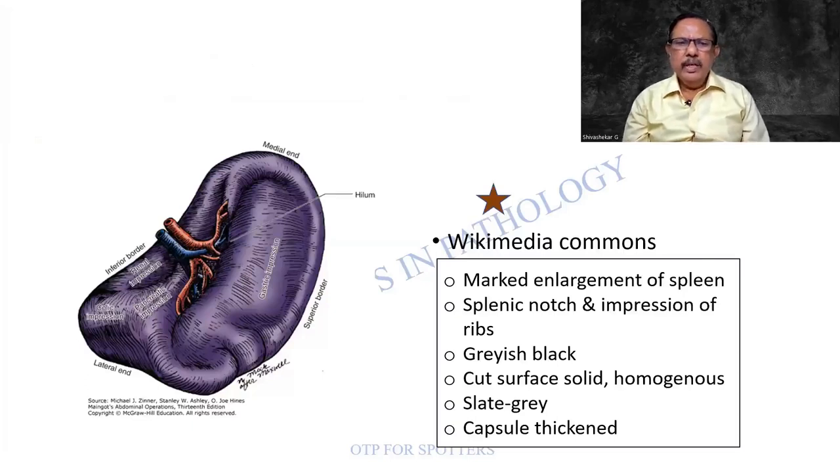This is another specimen that can be kept. A normal specimen I am giving for the sake of recapitulation. So I am finding impressions of some organs, and then there are some depressions called notches. Superiorly, there can be impressions of the ribs. And look at the color. This is a violetish color, which is normal for the spleen.